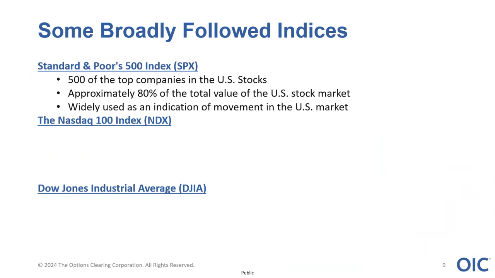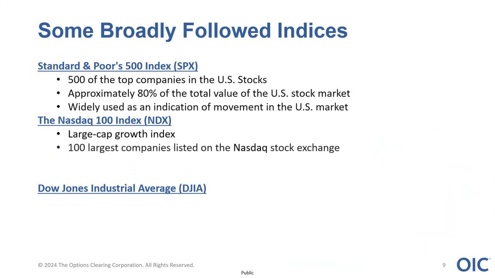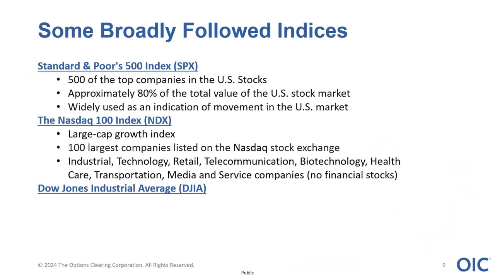People will call them the SPOOs as well as the Standard & Poor's or the SPX. The NASDAQ 100 is a large cap growth index. It is 100 of the largest companies listed on the NASDAQ. What you're going to find in the NASDAQ is industrial, tech, retail, telecom, biotech, healthcare, et cetera. There are not legacy financial stocks in the NASDAQ like there are in the S&P.